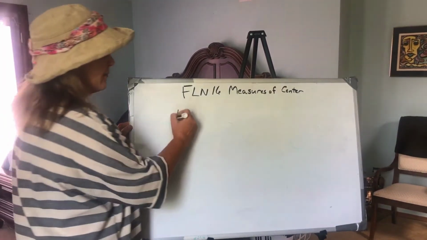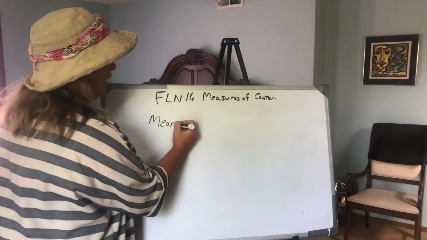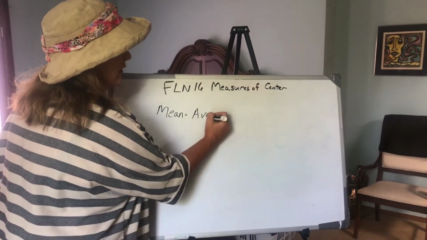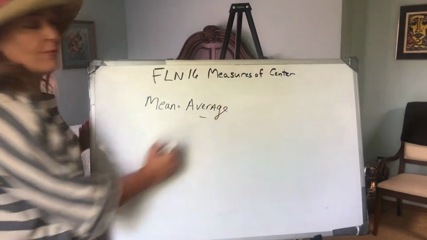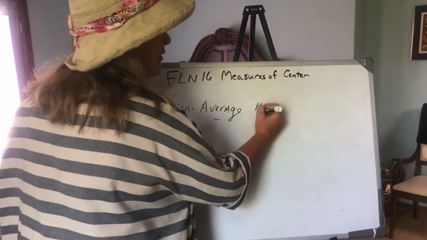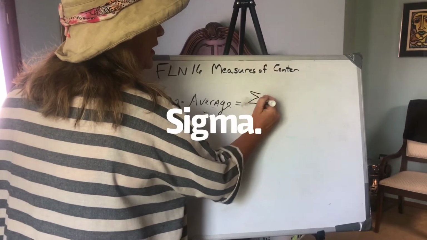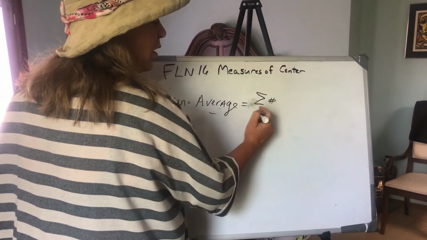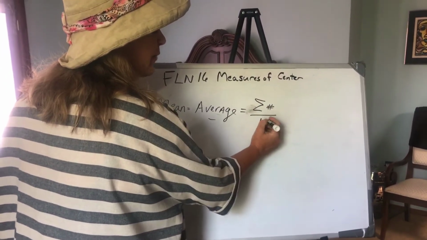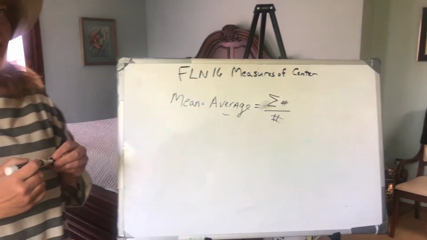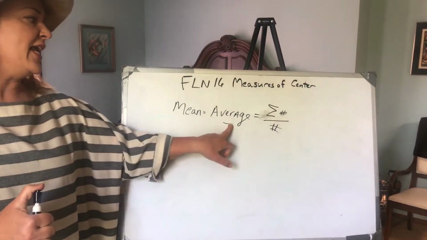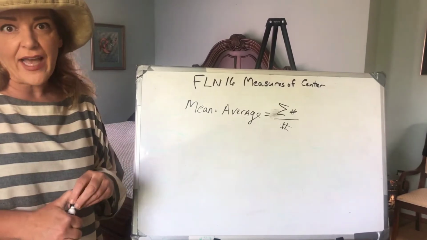So first we have mean, and mean is just the average. That's when you take all the numbers in the data set, you add them up. Remember I talked about last week that this summation symbol means I sum all the numbers in the data set and I divide it by the number of numbers in the data set. So that's the mean. It's just taking the average of all your data.